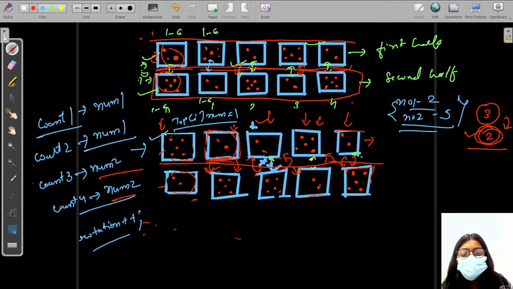Okay, let's consider the case when I want to make my top half to contain number 5. Initially, the number of rotation is 0. I check, is my top of I equal to my number 2? Yes, it is equal to my number 2. Then do nothing. I come here, I check, is my top of I equal to number 2? No, it's not. Then increase rotation. So now rotation is 1.